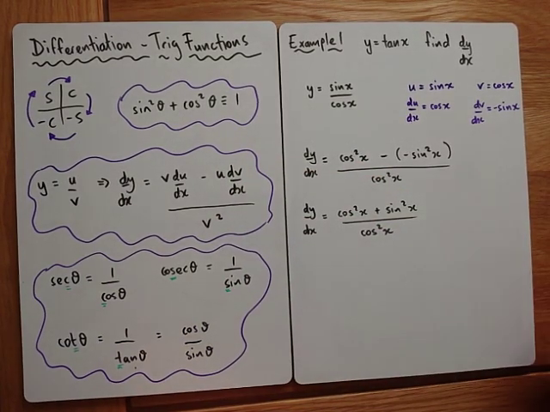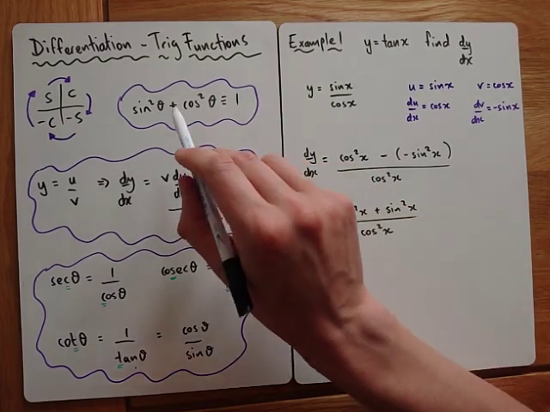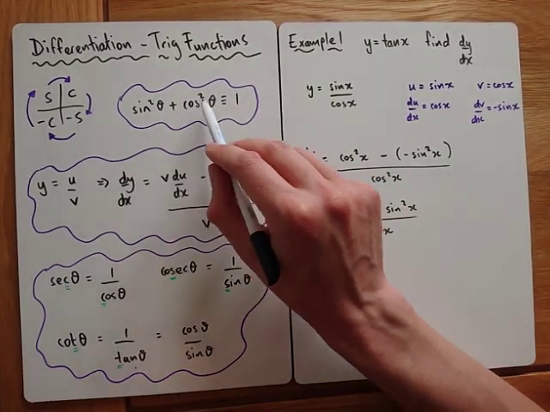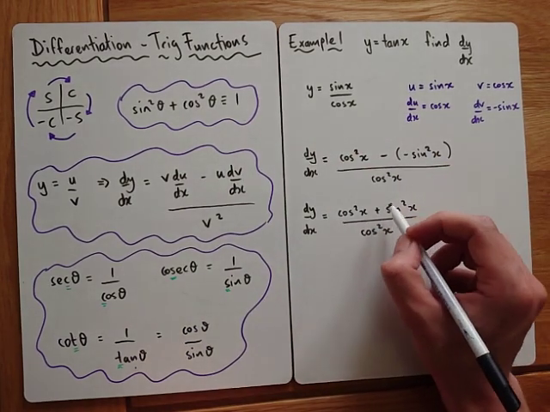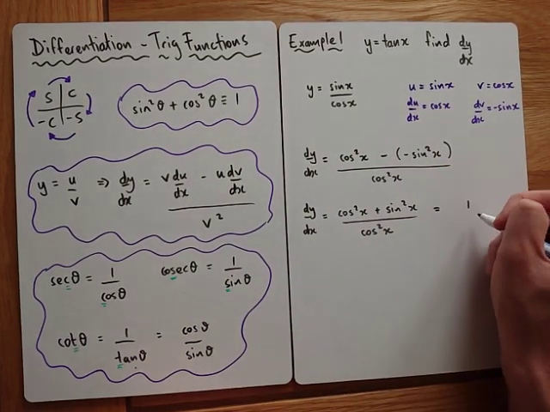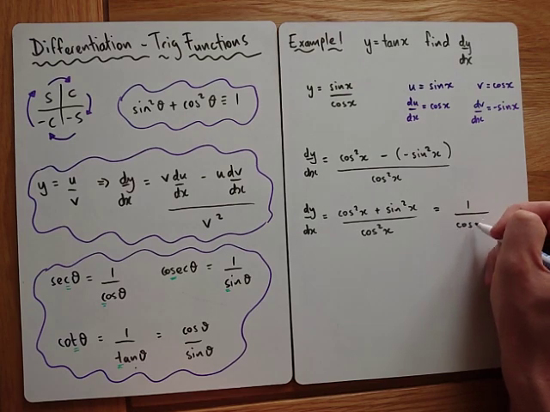There's actually two ways we could do this. Thinking about how much we know about trigonometry, I'm going to do it this way. I'm only going to show you one way. So we've got sine squared plus cos squared, so I know that on the top that's the same as 1, over cos squared.